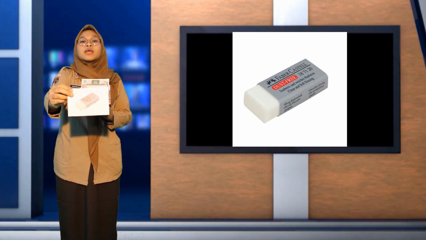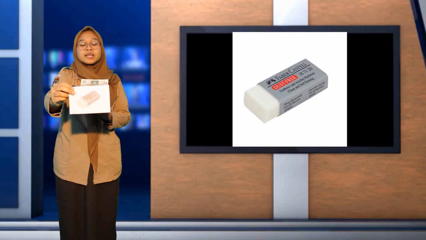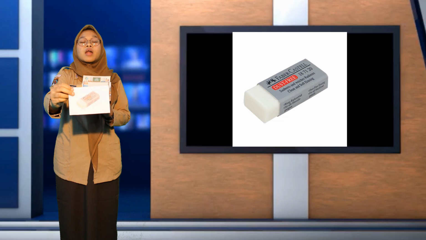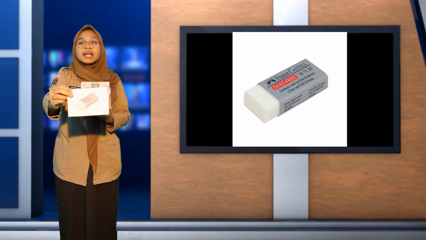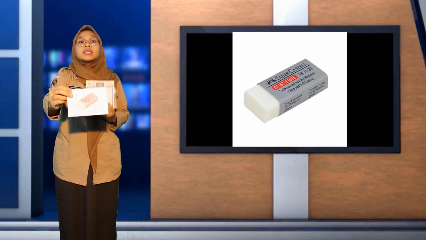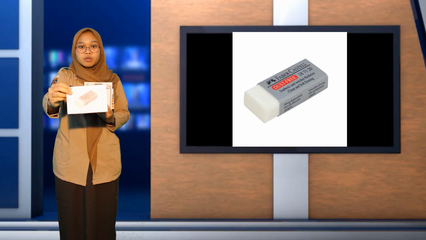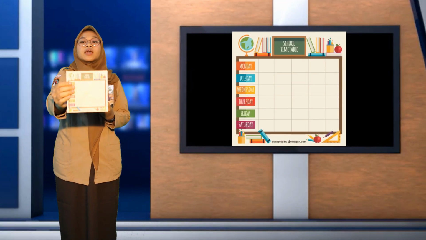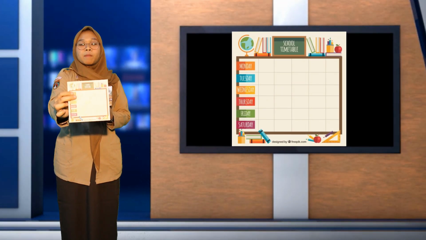The next thing is the thing that I bet all of you have in your pencil case. It's called penghapus in bahasa Indonesia. In the United Kingdom, they call it rubber. Rubber, karet, karet penghapus. Meanwhile, American people call it eraser. Eraser, okay?